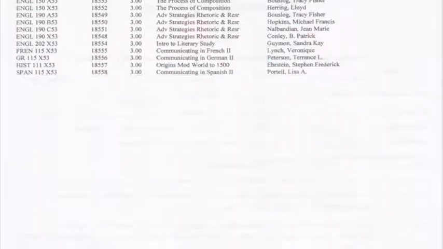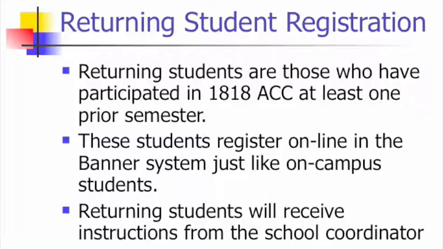We encourage all instructors to post the CRN for their particular 1818 ACC course somewhere in clear view so that both new and returning students know in which course to enroll. Returning student registrations are a little bit different. Returning students are those who have participated in 1818 ACC at least one prior semester. These students register online in the banner system just like on-campus students.